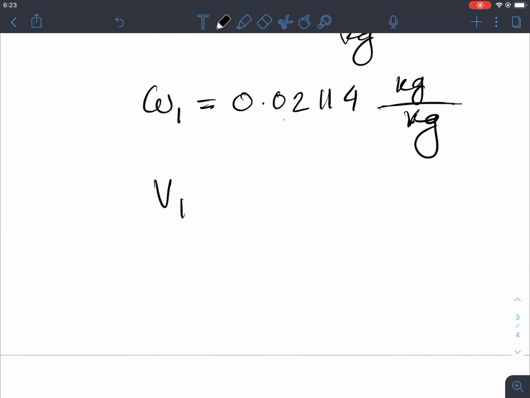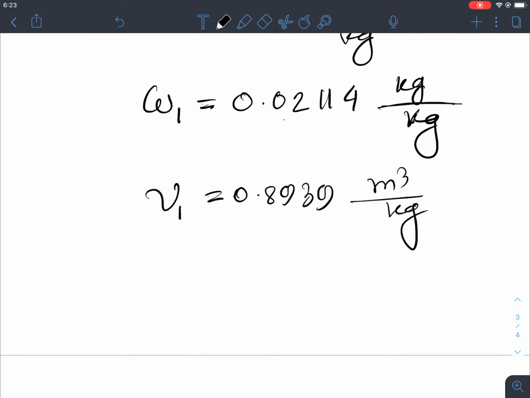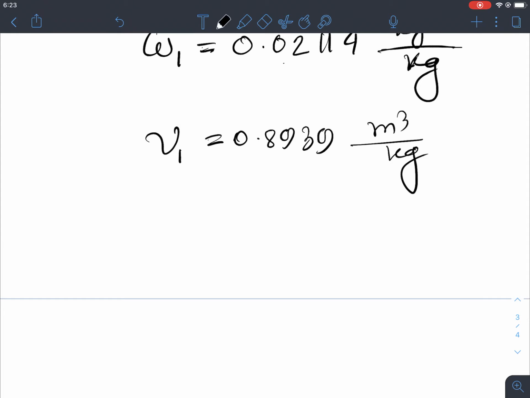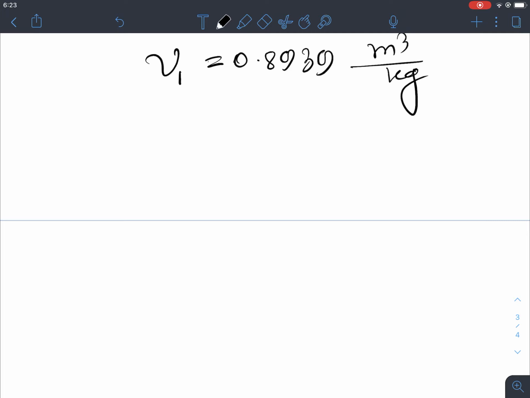And then the specific volume, which is 0.8939 meter cube per kg. Okay, so from there we know this information. Now let's move to state 2.